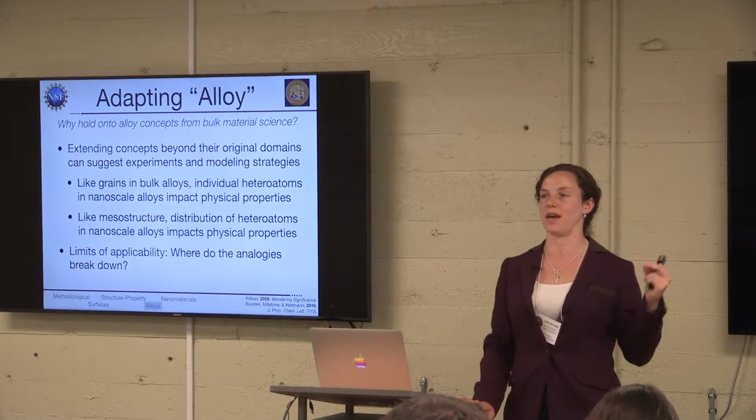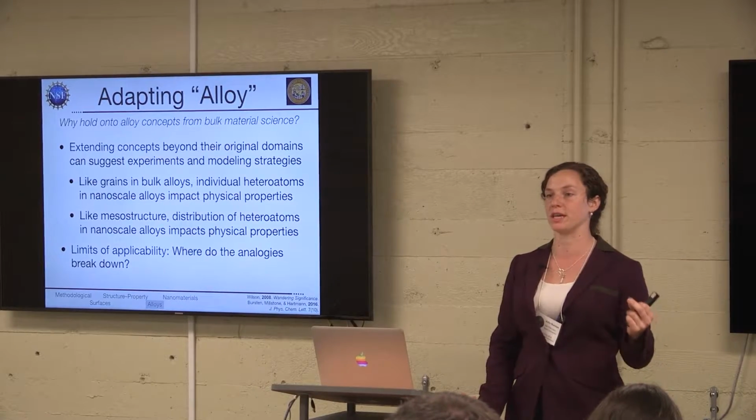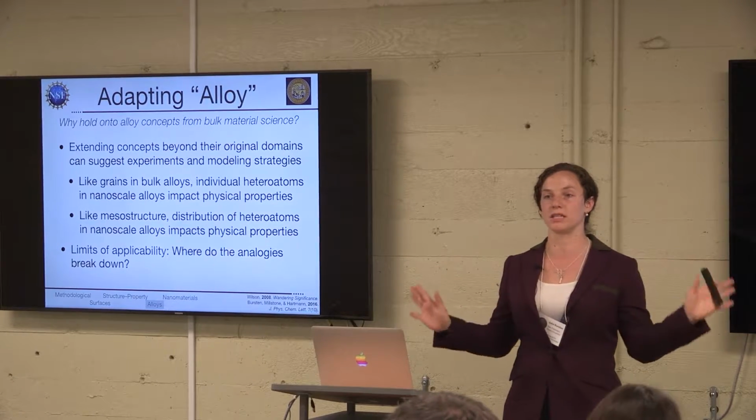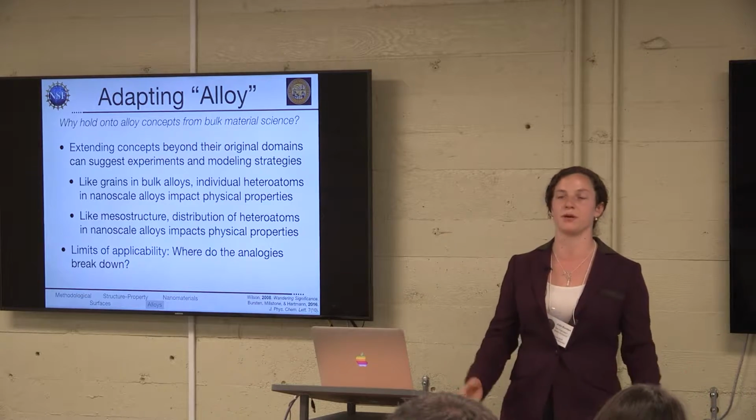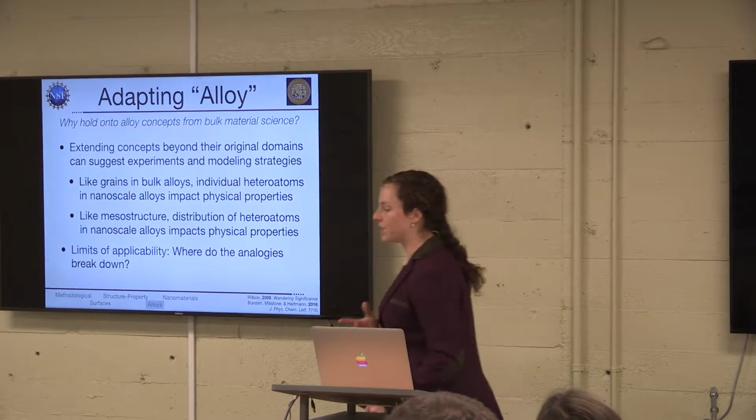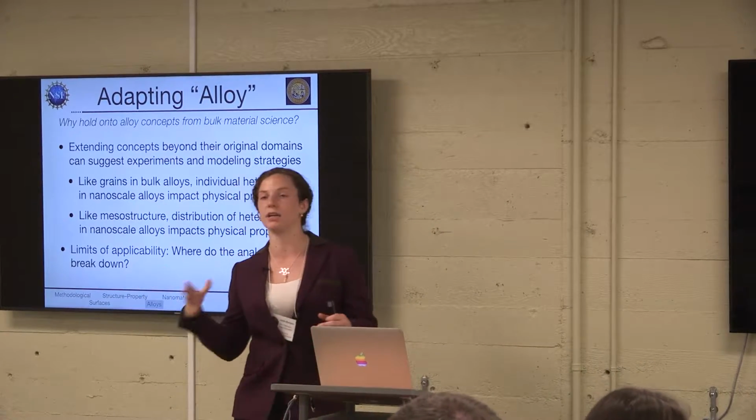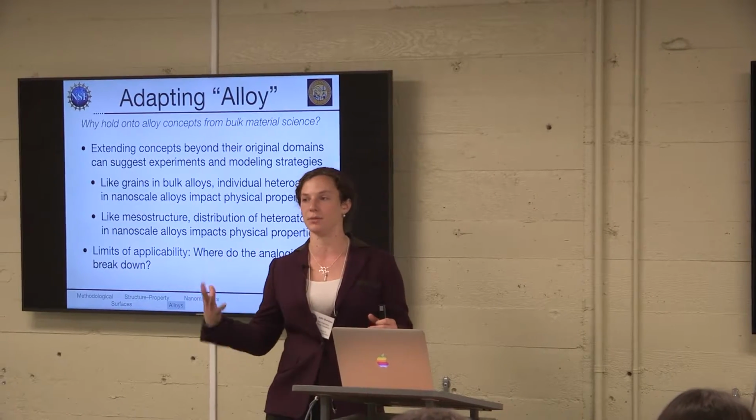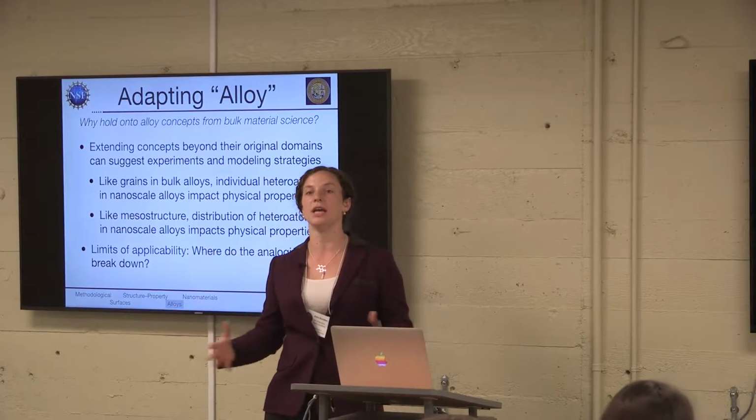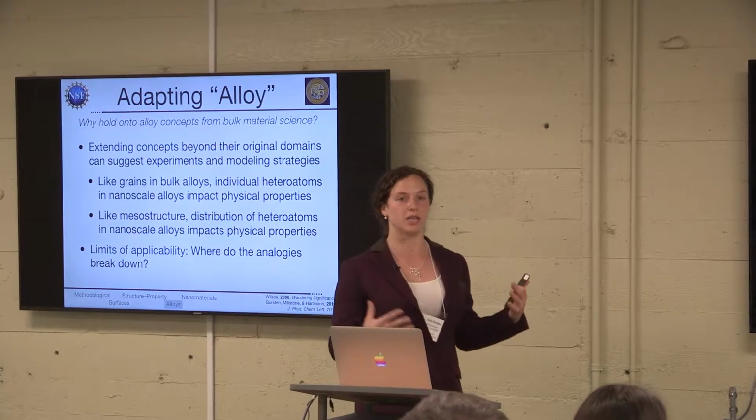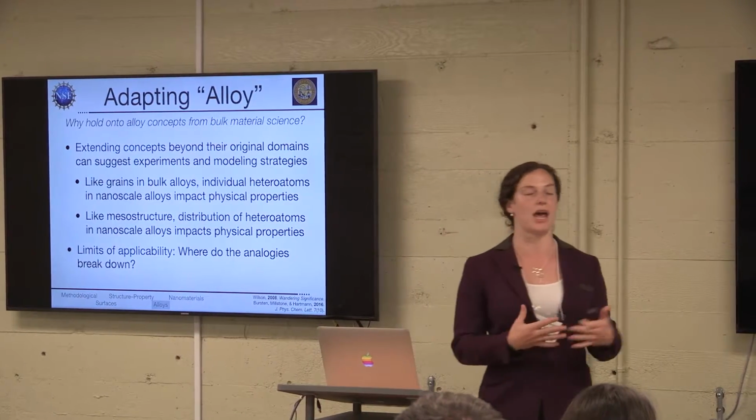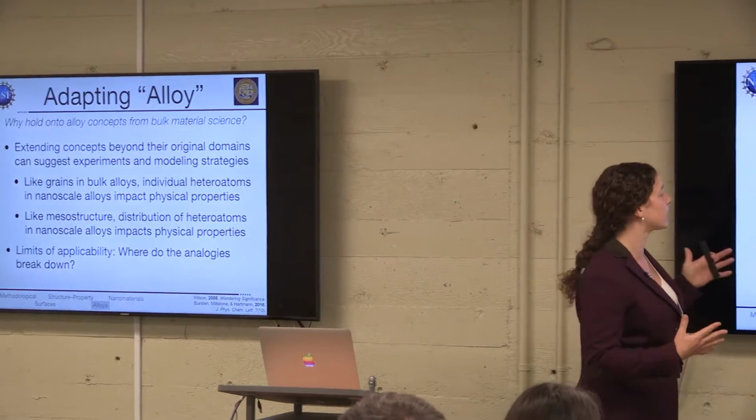If we're not thinking of that individual heteroatom as a grain, if we're thinking of it just as a heteroatom with electronic symmetries, it's going to suggest a certain sort of experiments. If we're thinking of any individual atom in an alloy, in a nanomaterial, as a grain structure, it's going to suggest a way of treating the material that's different than thinking of it as an atomic or molecular material.